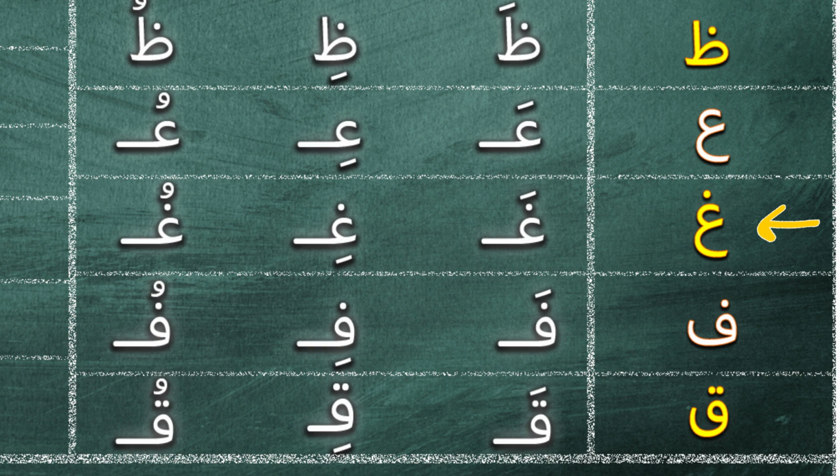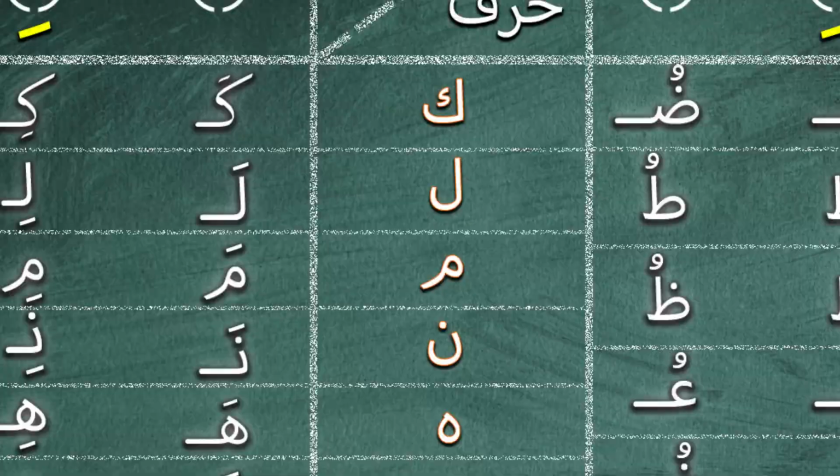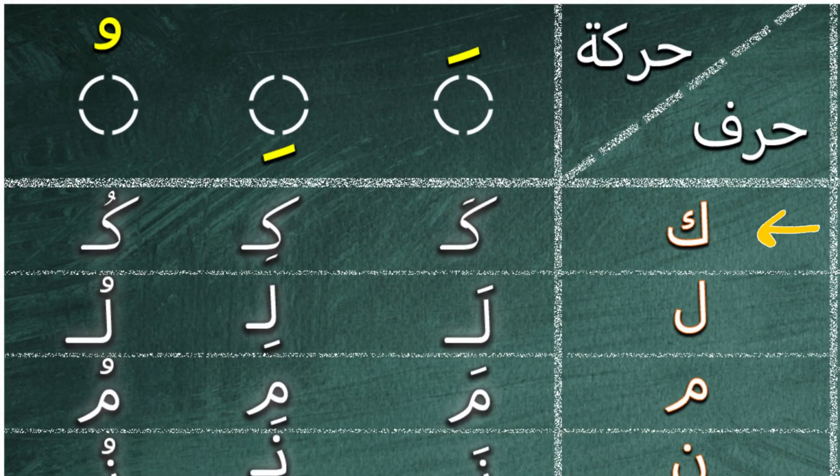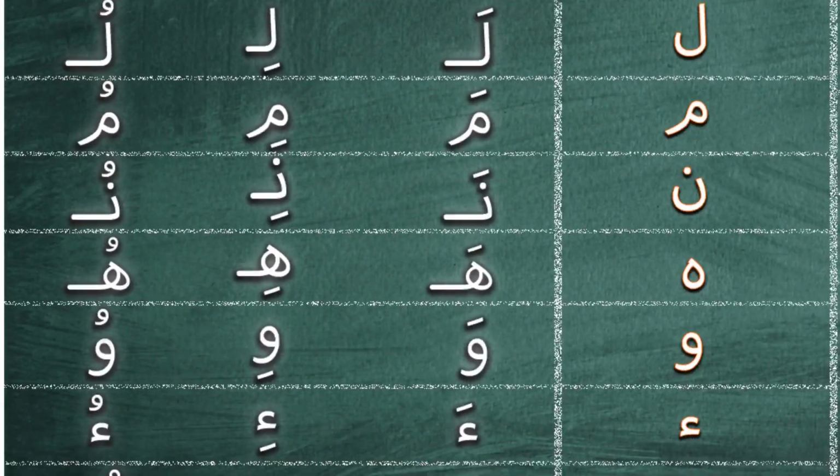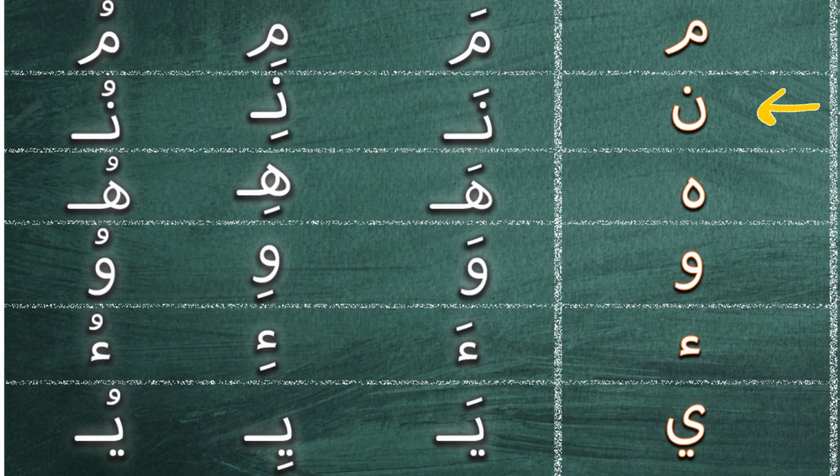Ghain letter: gha, ghi, ghu. Fa letter: fa, fi, fu. Qaf letter: qa, qi, qu. Kaf letter: ka, ki, ku. Lam letter: la, li, lu. Mim letter: ma, mi, mu. Noon letter: na, ni, nu.